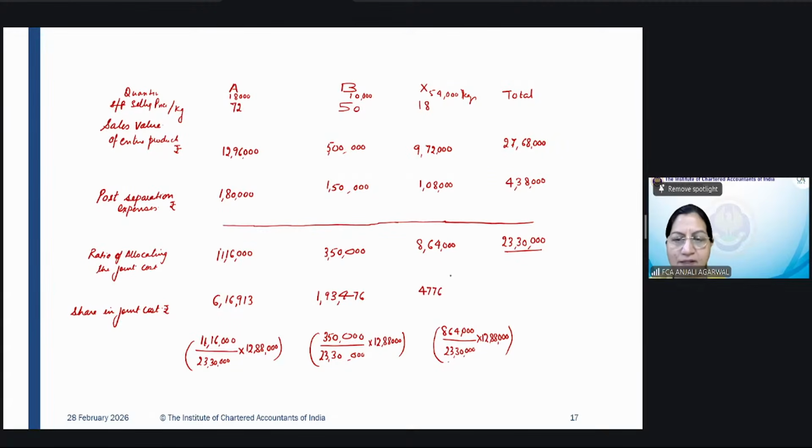I see that the total will not be rounded off. And this had 0.30, this had 0.38, this had 0.18. So this is the one I will round off to the higher number, so that the total should match 12,88,000. So this is how the share in joint cost will go.